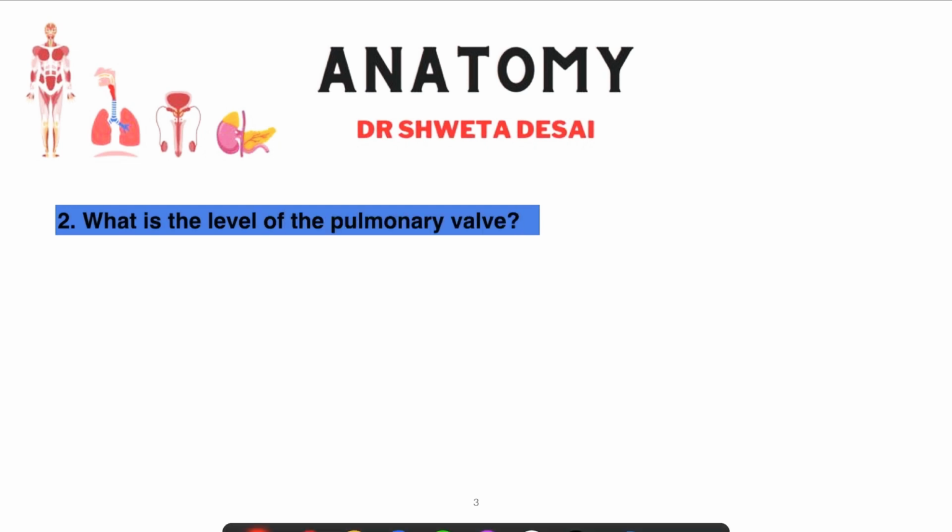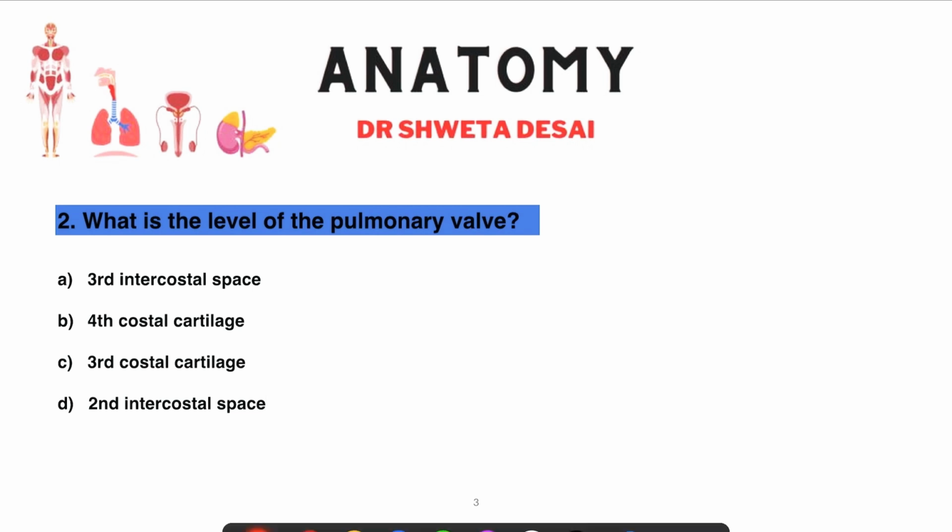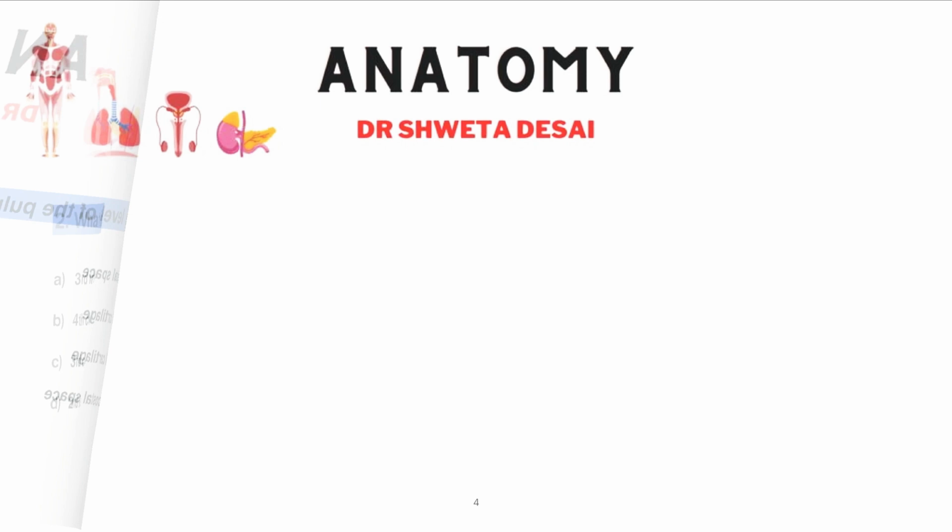What is the level of the pulmonary valve? Third intercostal space, fourth costal cartilage, third costal cartilage or second intercostal space? The correct answer is the third costal cartilage.